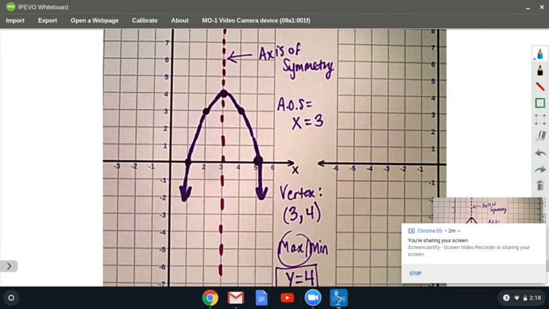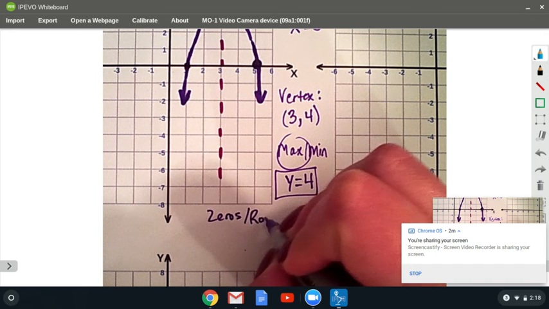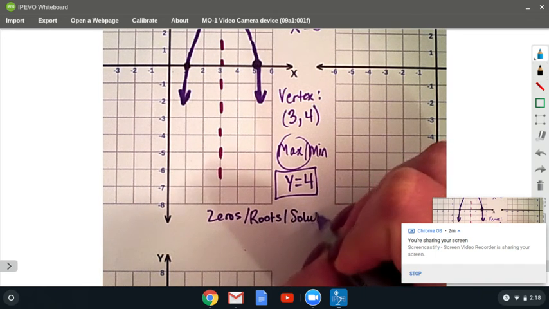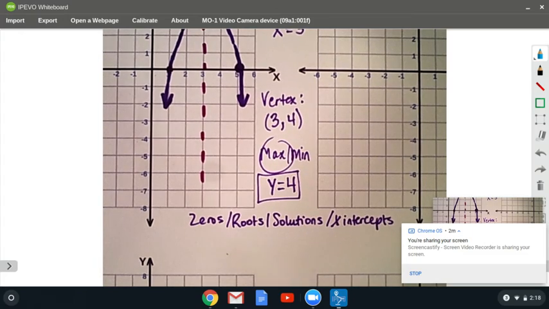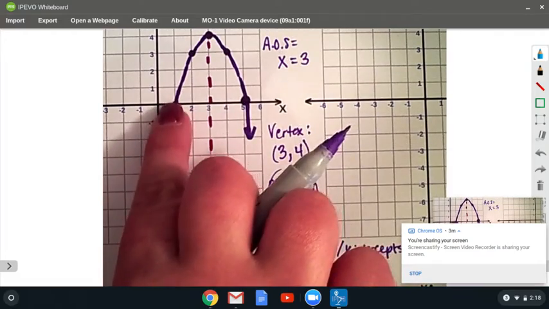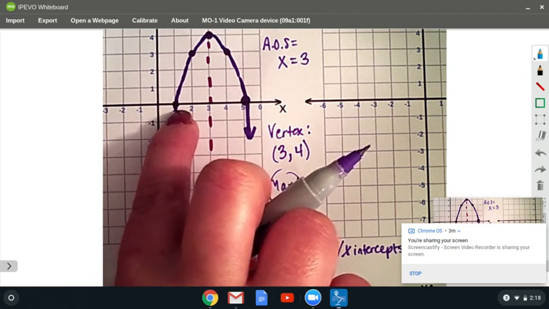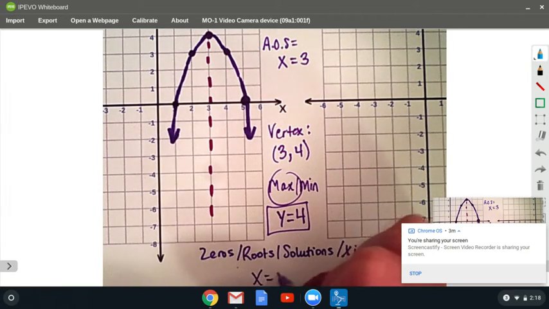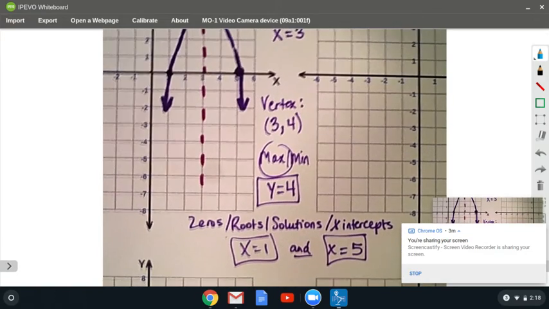Something else I can determine from the picture is my zeros, which are also called roots. They're also called solutions. And lastly, they're also called x-intercepts. What are my roots, zeros, solutions, x-intercepts? Those are wherever my graph crosses the x-axis. This is my x-axis. It crosses it in 2 places, at x equals 1 and x equals 5. Those are 2 more things you can determine from this picture.